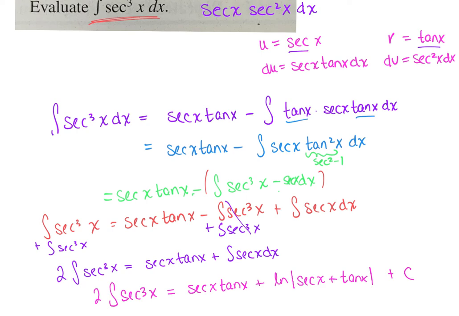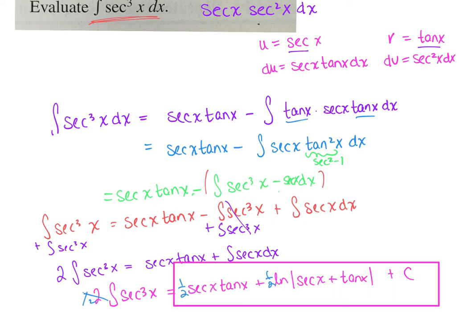Divide everything by 2 or multiply by 1/2, right? So you multiply by 1/2, so you end up with 1/2, 1/2. You do not have to multiply the c by 1/2 because it is a constant, so a constant times 1/2 is still a constant, and that is your answer. Your answer is 1/2 secant of x tangent of x plus 1/2 natural log secant x plus tangent x plus c. That whole thing is your answer.